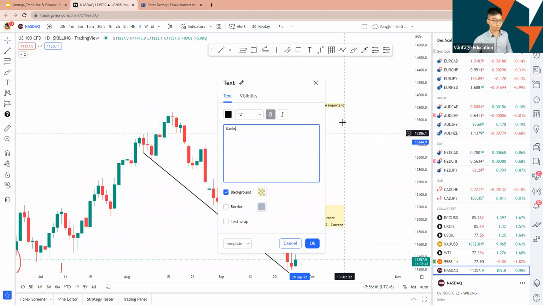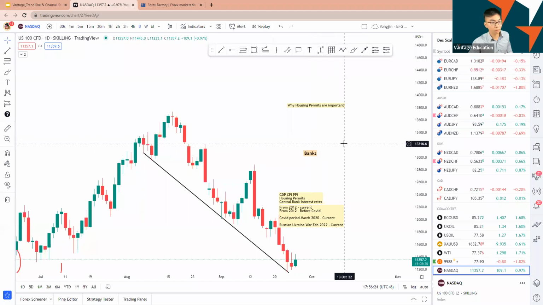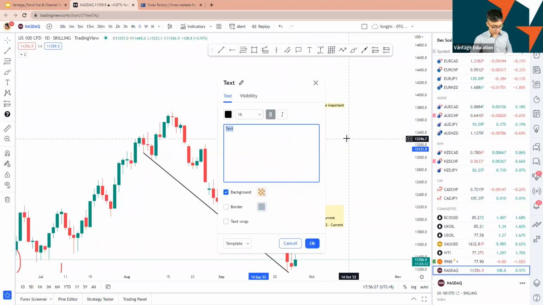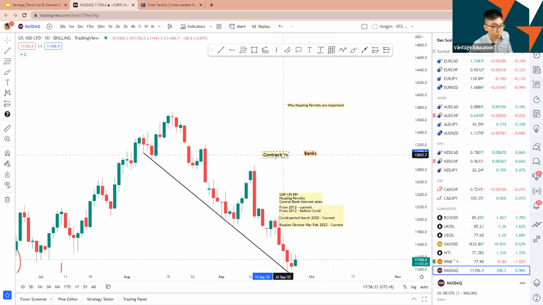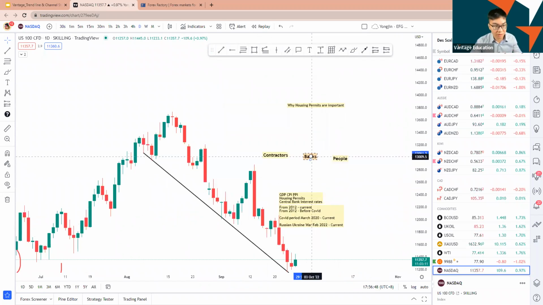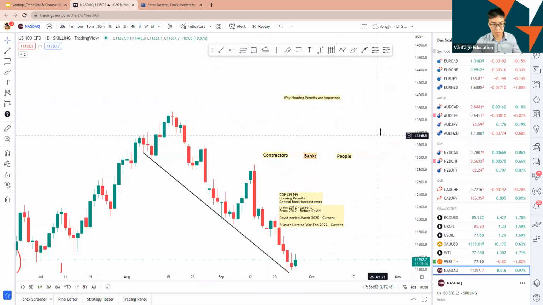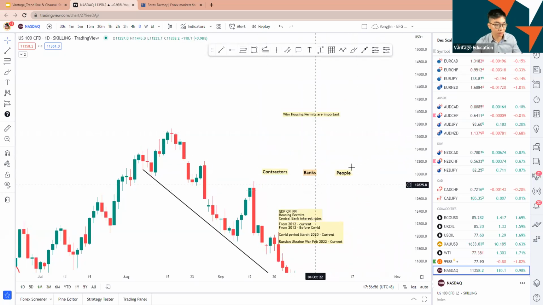So banks, let me change the color, banks, orange. Okay, banks, and we have the contractors who build houses. And next, we have the people who are going to lend money. Most people lend big money from the bank for a mortgage, like me. Yes, but why do housing permits play a part in how we see this? Let me rephrase it. Why are housing permits important? We can use this to gauge how the banks see the current economy.